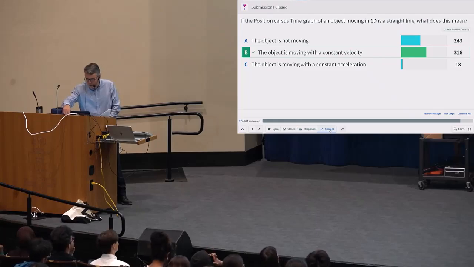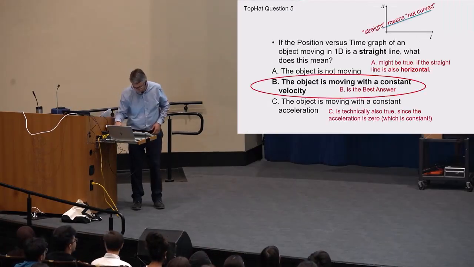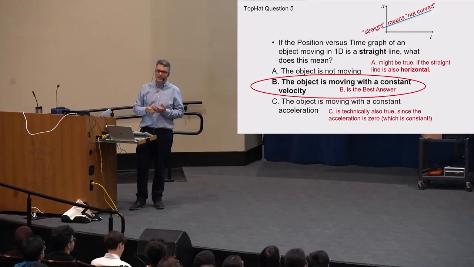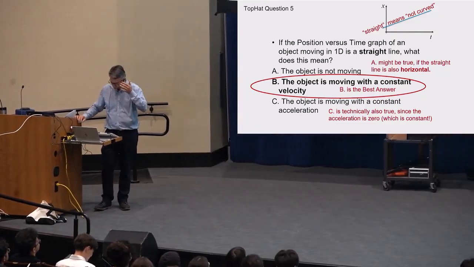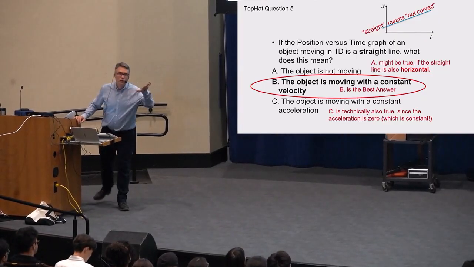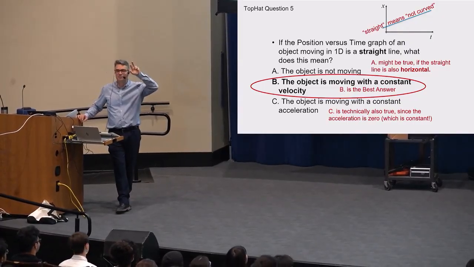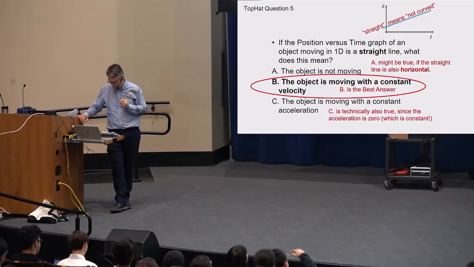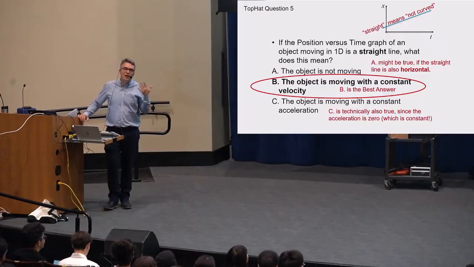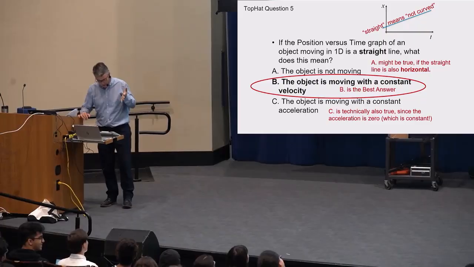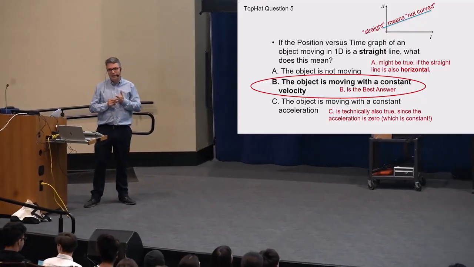So my reasoning behind B was, you may have gotten a little mixed up. I think that a horizontal line means that the object's not moving. So the meaning of the word straight, I just meant not curved, right? So it's not a curved line, then I think B is the best answer.